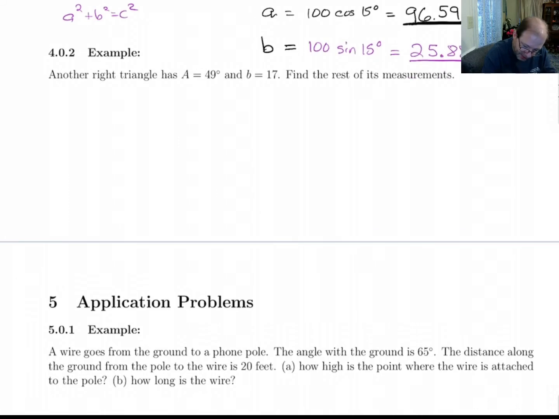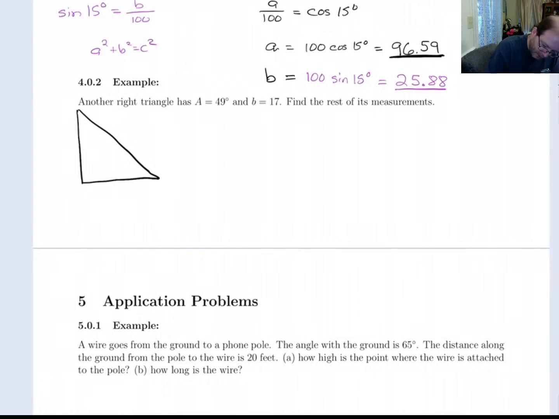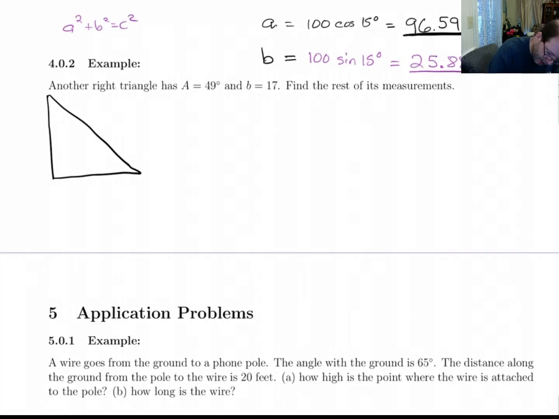Another right triangle has A is 49 degrees and B is 17. Find the rest of its measurements. All right, so in this case, I'm going to try to make this triangle sort of accurate. One of these angles is A, so 49 degrees. This is a 90-degree angle.